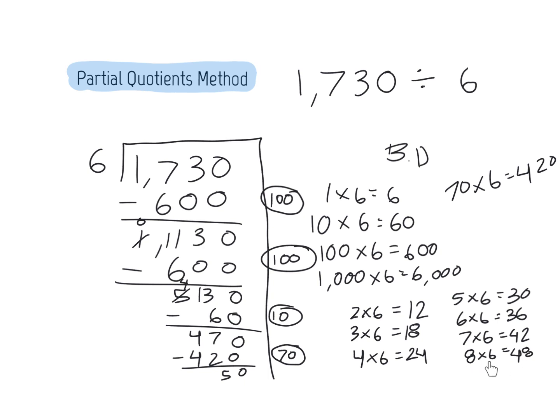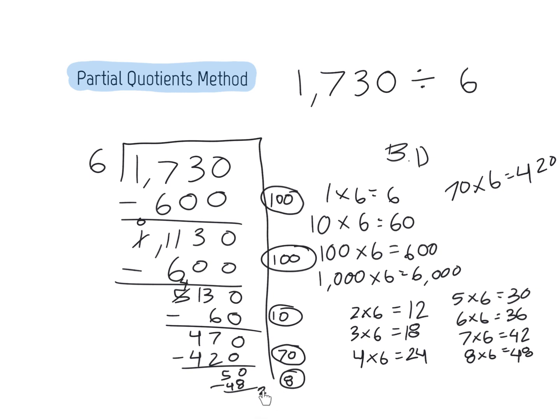Ooh, check this out. 6 times 8 is 48. I can take out 8 groups of 6. And 8 times 6 is 48. Uh-oh, running out of room. 50 minus 48 is 2. And I know to stop because this number is smaller than my divisor. It's smaller than what I'm dividing by. So I can't make any more groups of 6 here.